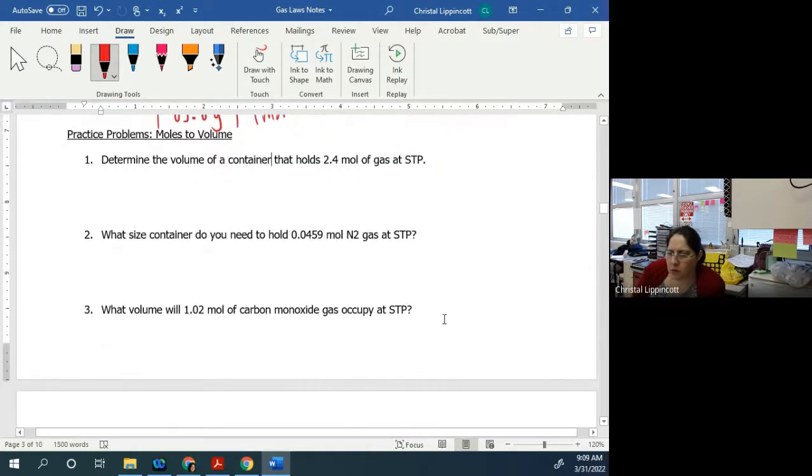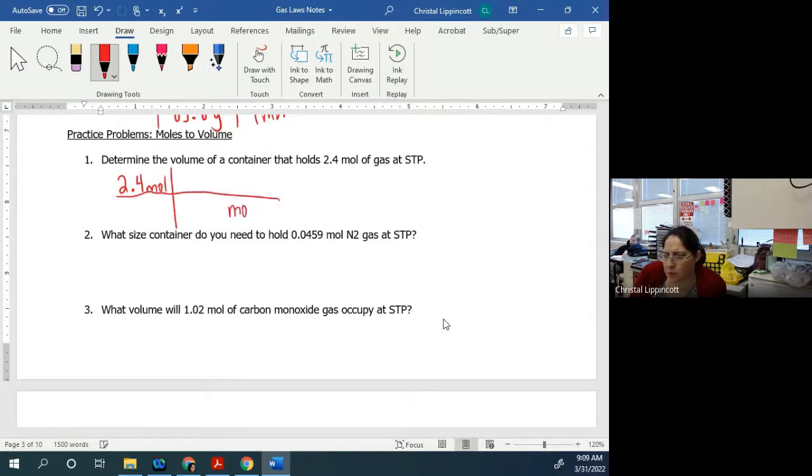All right. Next one then, we have volume of the container. We've got 2.4 moles of gas. Does it matter what the gas is? No, it's irrelevant. Identity of the gas doesn't matter for this principle to hold true. So here I'm going to have my 1 mole and my 22.4 liters. So it ends up being 53.76, and that's going to be liters.